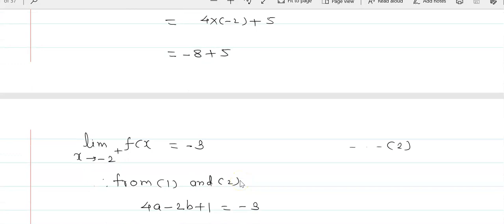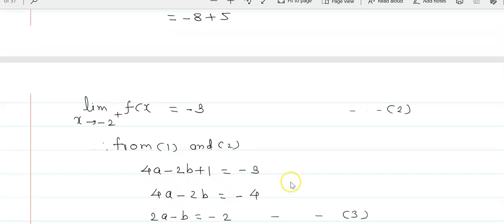Now the given function is continuous at x = −2, so the left hand side limit is equal to the right hand side limit: 4a − 2b + 1 = −3. If you evaluate this, then you will get 4a − 2b = −4. Divide this equation by 2, then you will get 2a − b = −2.